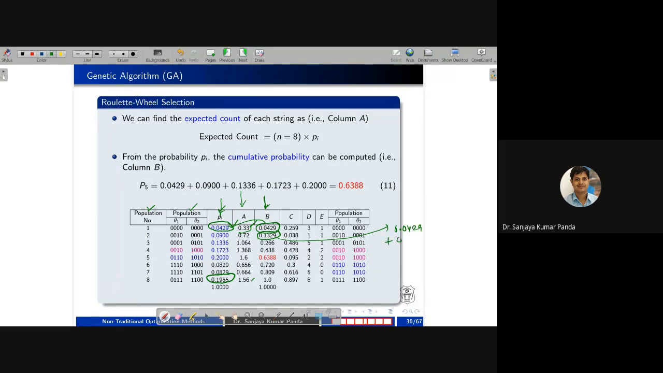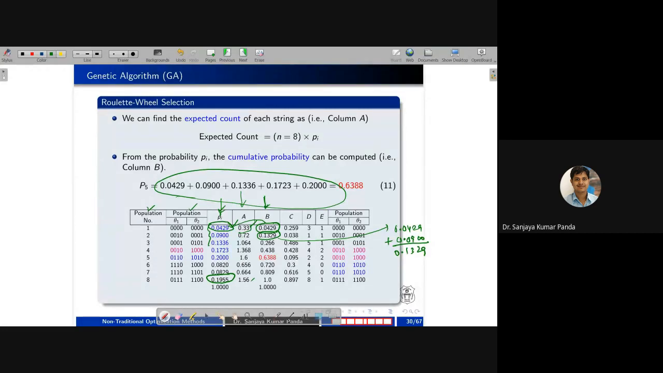it is nothing but 0.0429 plus 0.0900, so 0.1329 will come, right? Similarly, if you go for the third population, you have to add 3. If you go for the fifth population, you have to add all the previous 4 populations and the current population. So you will get the value 0.6388.